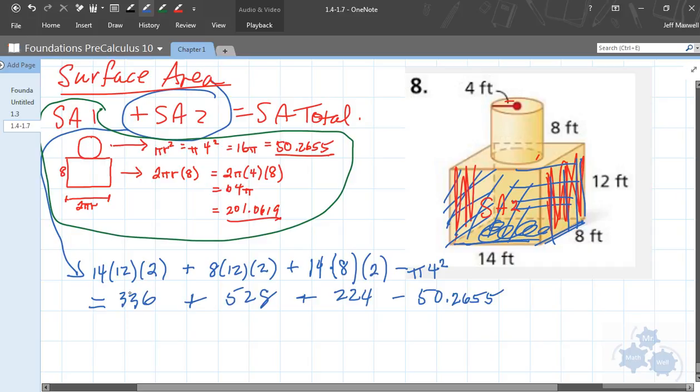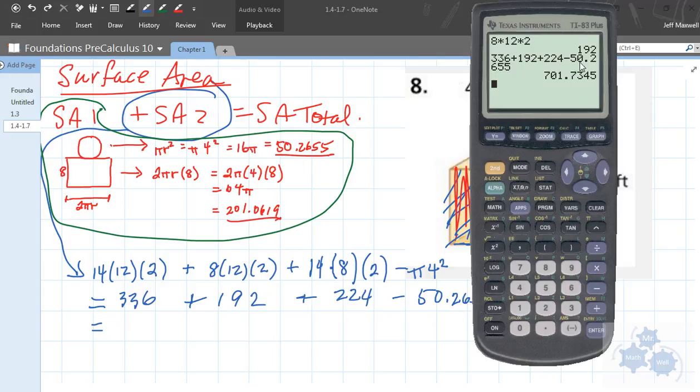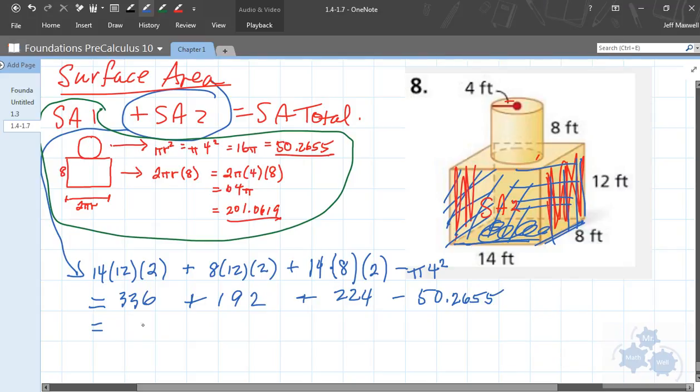Okay, so if you do this piece and this piece and this piece and this piece, maybe you'll make fewer mistakes instead of typing all this in your calculator all at once. You never know what happens, or you might miss a bracket and you're totally messed up. So you add all this together, and what do you get? Okay, so yeah, this 192, that was an error there, so we fixed that. And so if we add all this stuff up, what do we get? So we add those up on the calculator and subtract that top part, and we get 701.7345. Now that's surface area 2.